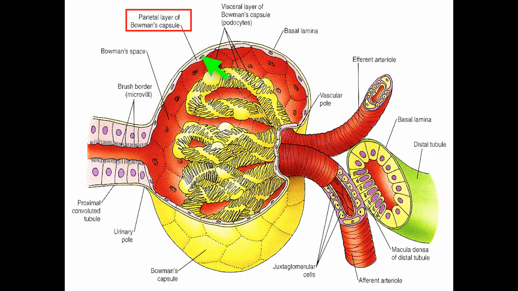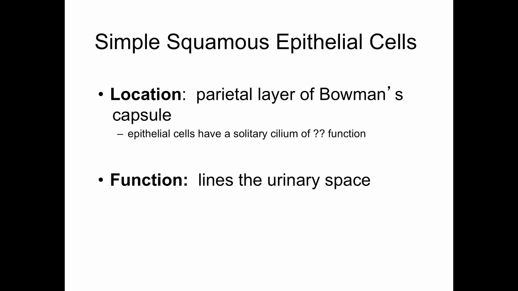We can define a parietal layer of Bowman's capsule, and this is a simple squamous epithelium. The location on the parietal layer, as shown in that cartoon, just lines the inner space of Bowman's capsule. The epithelial cells have been shown to have a single solitary cilium on them. We don't really understand what the function of that cilium would be.